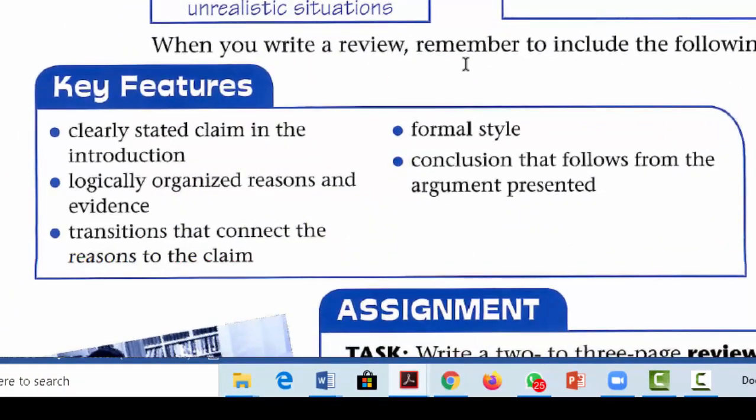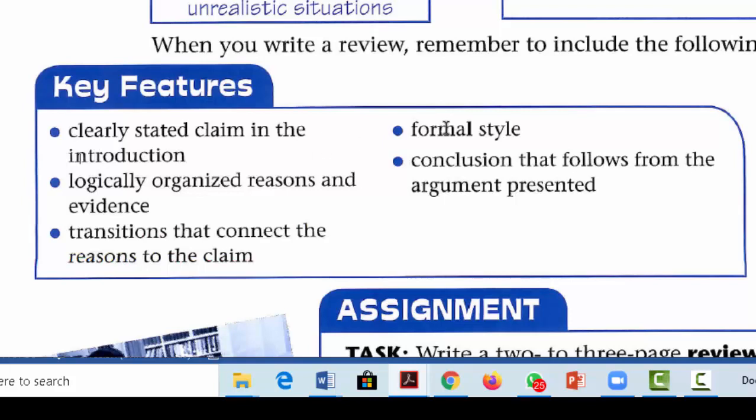When you write a review, remember to include the following features. What are the key features for writing a review? Number 1, you should have a clearly stated claim. Your opinion must be clear, and you have to have it in the introduction, not in the body, not in the conclusion. So your opinion should be clear, and it should be in the introduction.